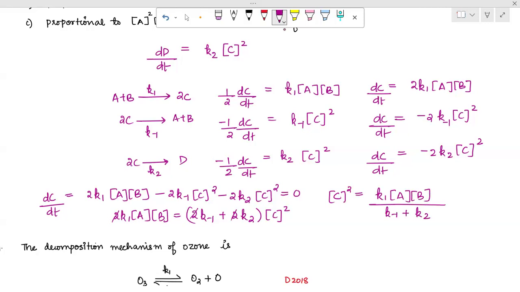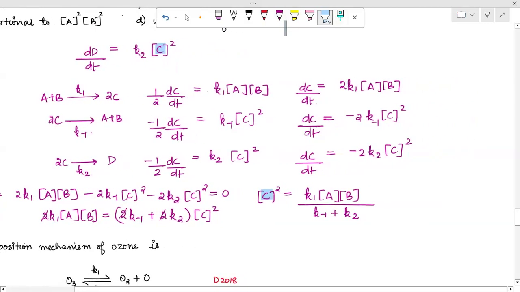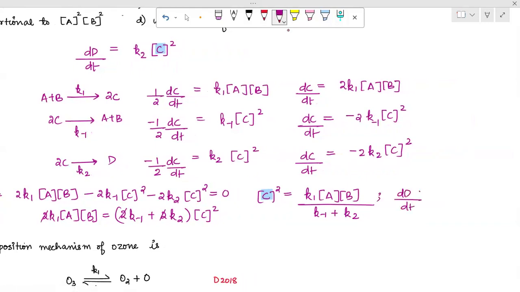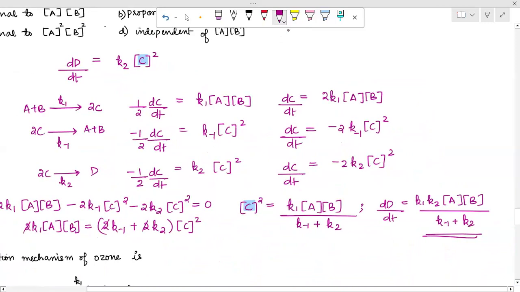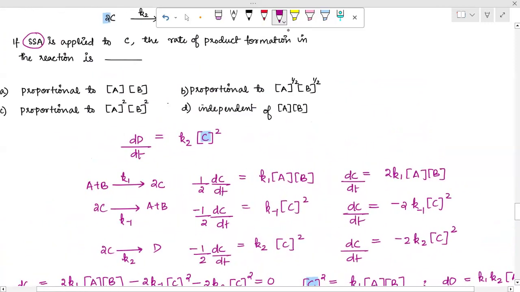Right. So we had to eliminate C squared. We have got the expression for C squared. So the rate of product formation is equal to, expression is K1, K2, concentration of A into concentration of B divided by K inverse plus K2. This is the expression. What is the question? They have asked the relation. The rate of product formation is proportional to A and B. Correct answer is option A. Option A. Easy. Very easy.